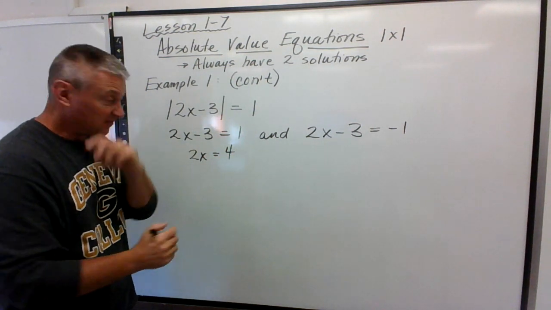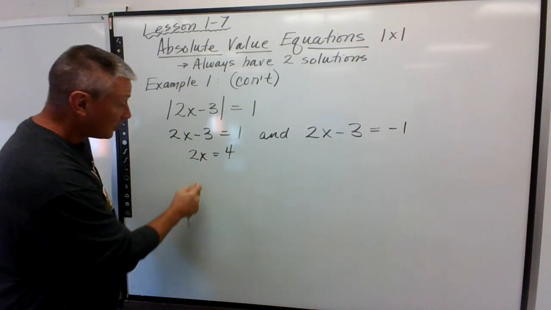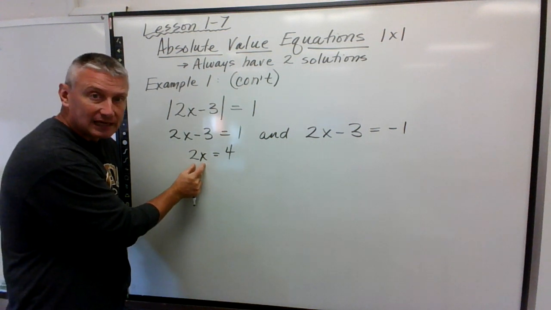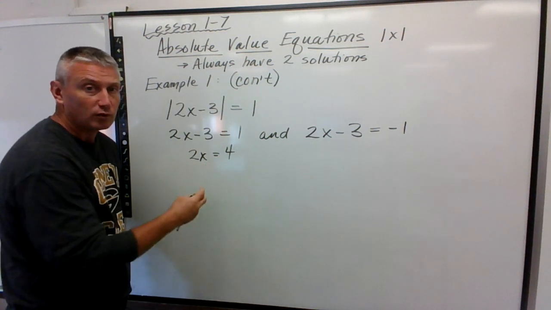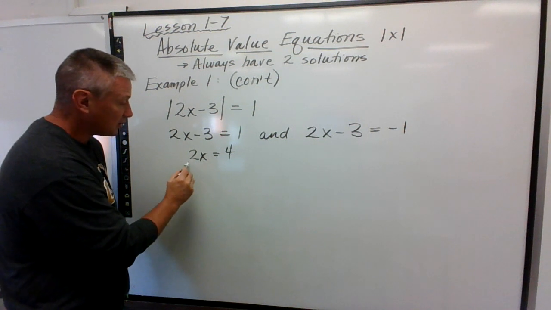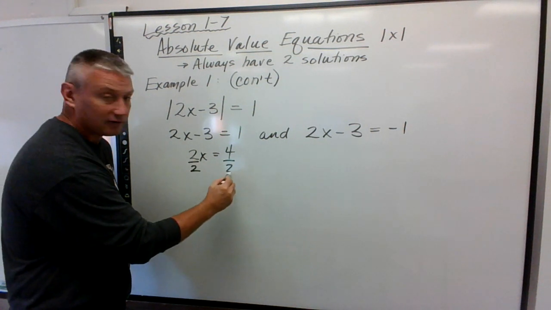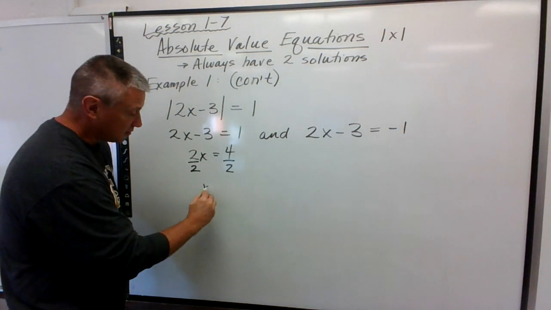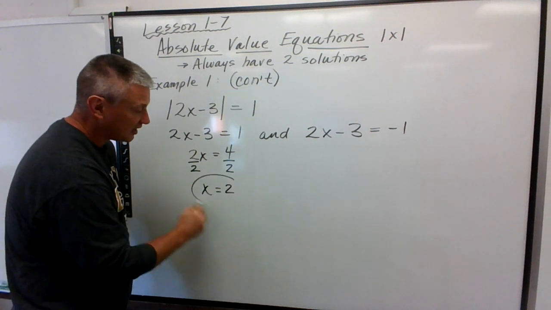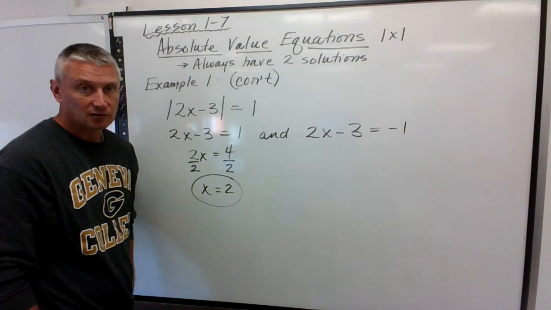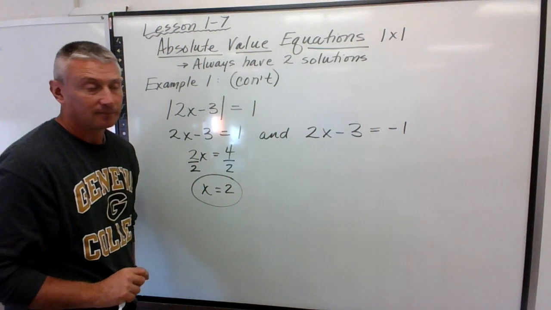Okay. Now, in order to get x all by itself, to undo multiplication, the inverse of multiplication, we do division. So when you see this, we know we have to take away the 2. So we have to divide both sides by 2. So x equals 2. So in this case, one of our answers is x equals 2. We'll come back to that here in a second.